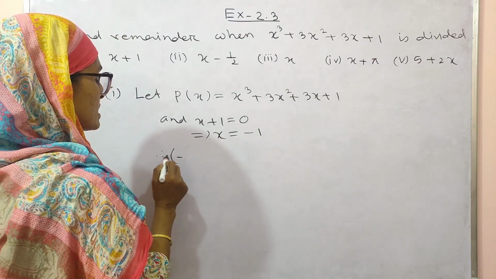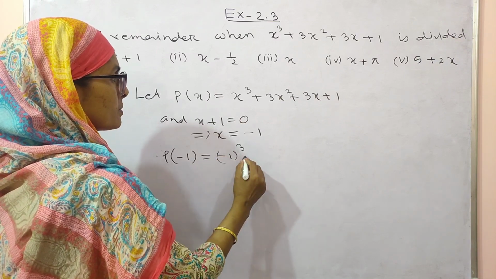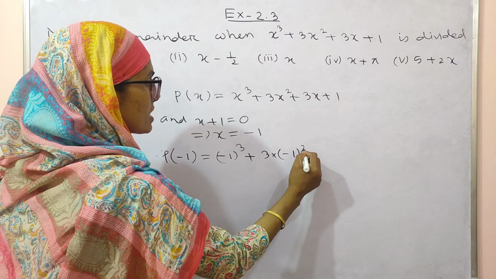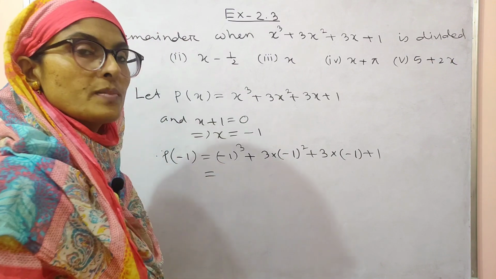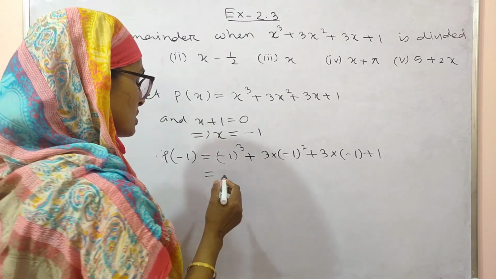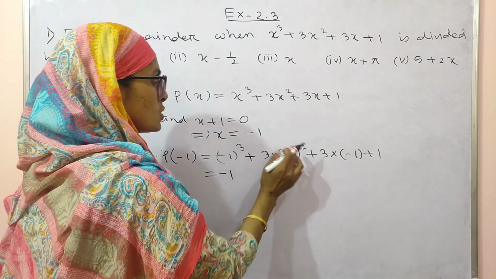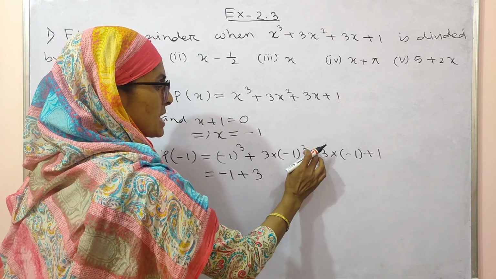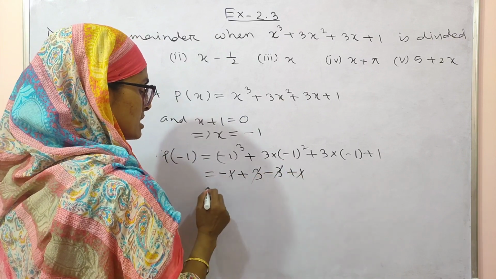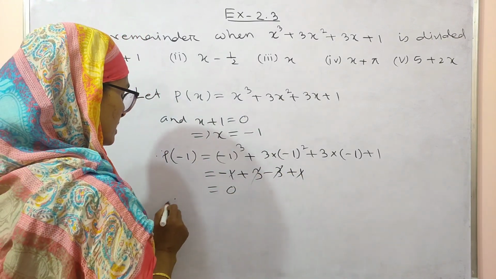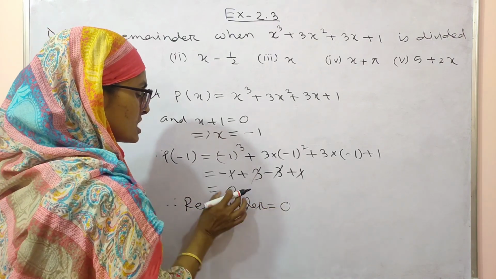Therefore, p of minus 1 equals minus 1 cube plus 3 into minus 1 square plus 3 into minus 1 plus 1. Minus 1 cube means minus 1 into minus 1 into minus 1, so you will get minus 1. Minus 1 square means plus 1. 3 into plus 1 means you will get 3. Plus 3 into minus 1, minus 3, plus 1. Cancel 3, 3, 1, 1, you will get 0. Therefore, the remainder is 0. This is the remainder.